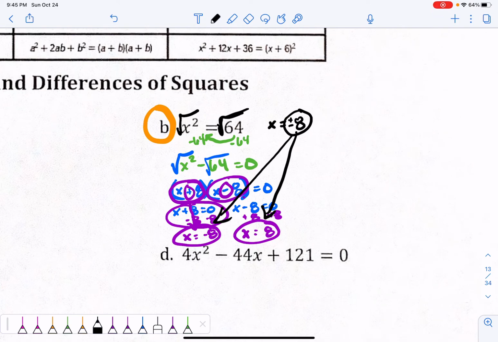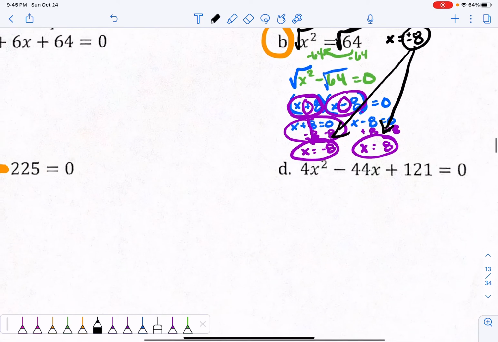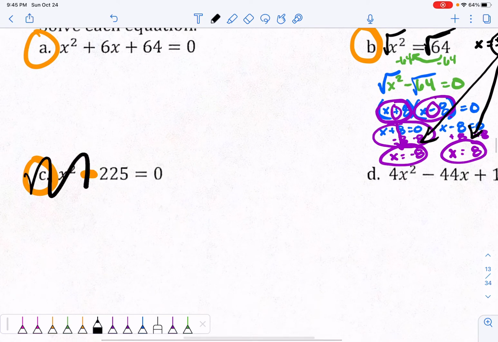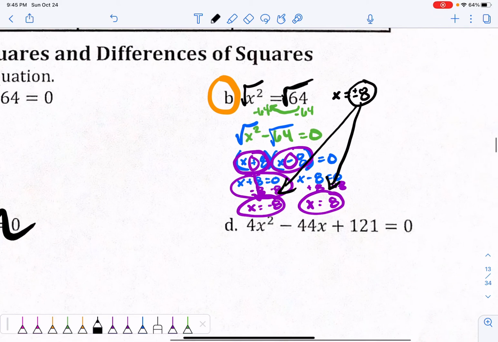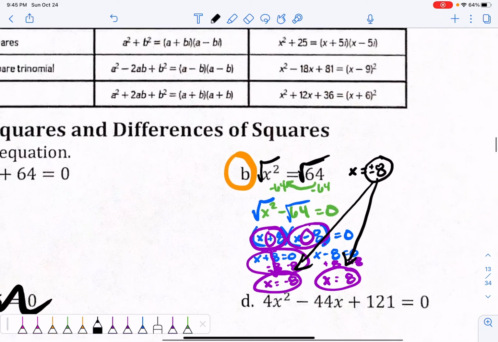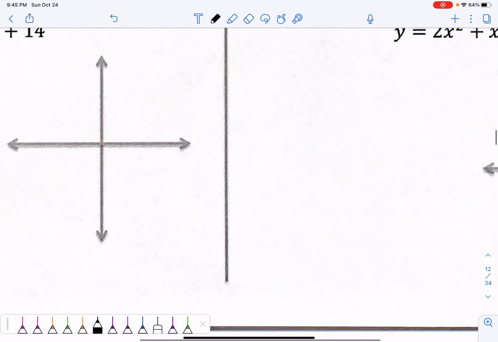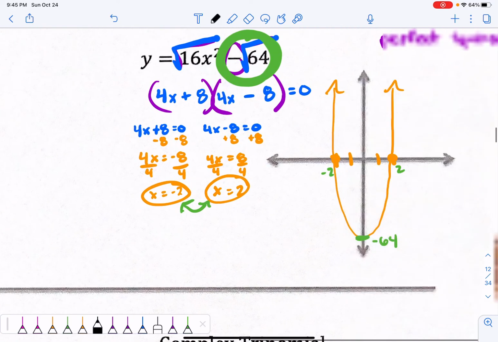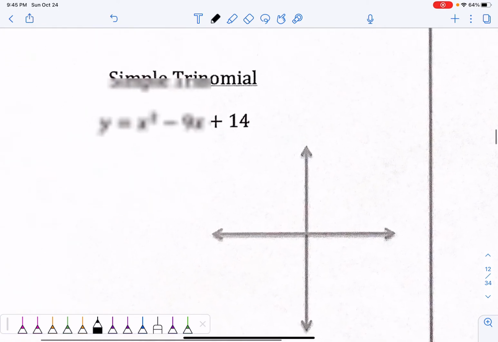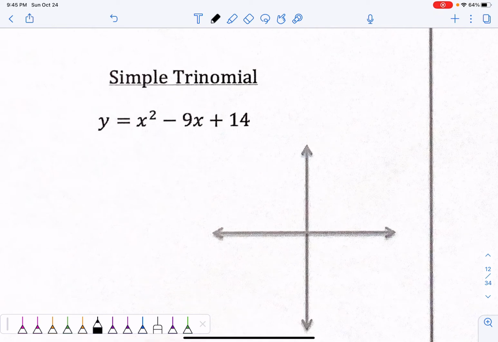So that is a difference of squares. And I'm not going to do example C. We'll skip that. Okay, so there was an example of a difference of squares, right? Pretty straightforward. I'm not going to bore you too much with too many repetitions, okay? Let's go down to the next one, which is a simple trinomial.